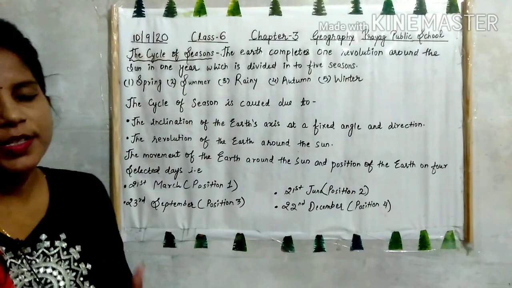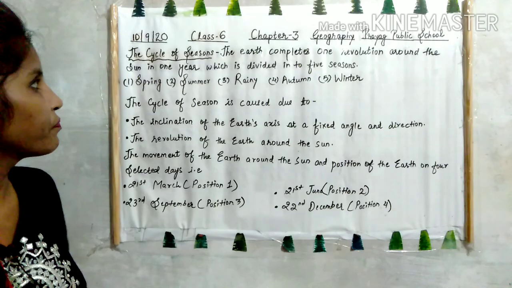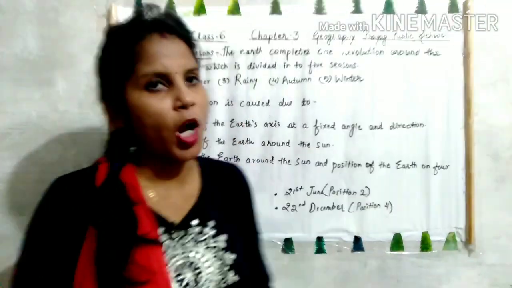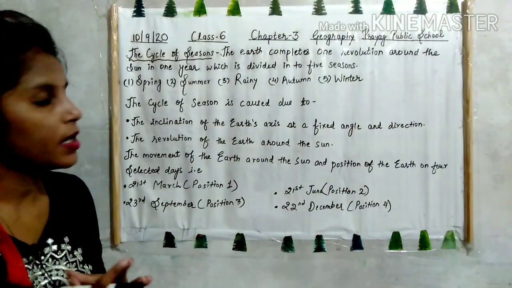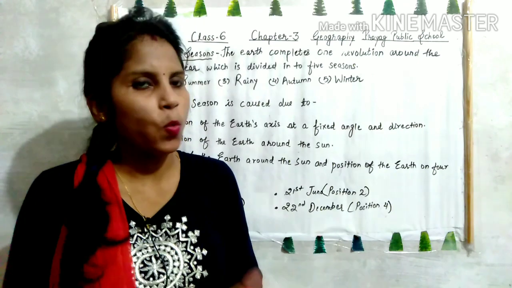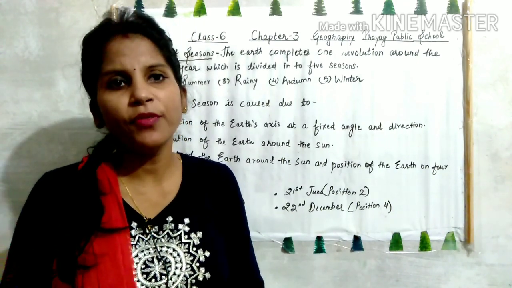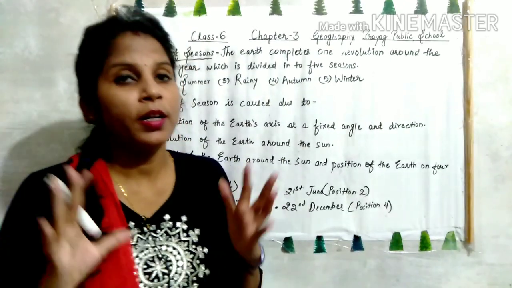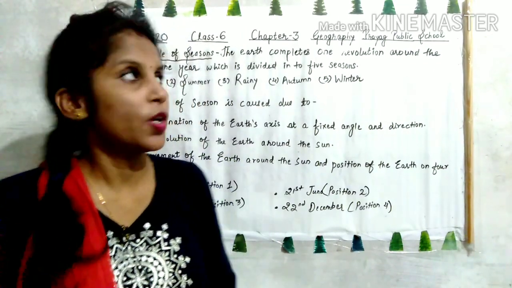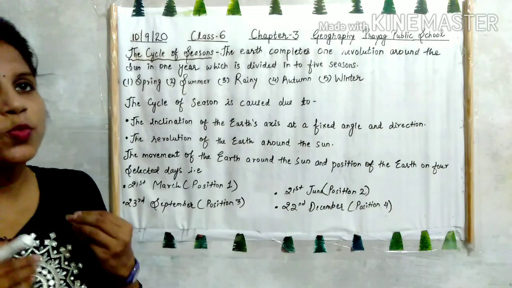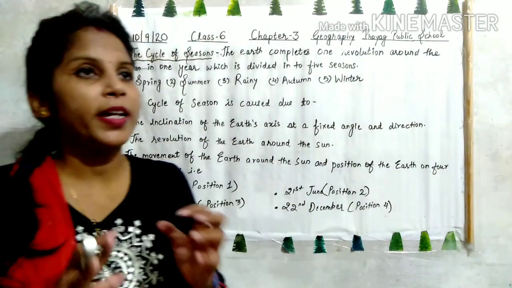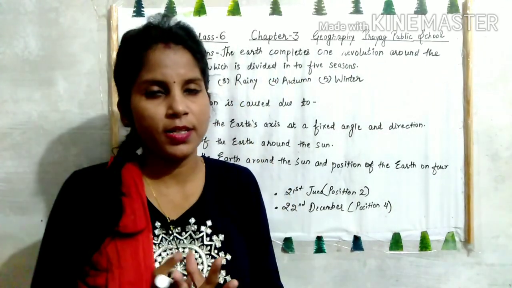Okay, the cycle of seasons. So seasons means मौसम. Okay, the earth completes a revolution around the sun in 1 year, हमें पता है the period of revolution is 1 year, that is 365 days, and the revolution का जो effect है it causes changes in season. So the earth completes one revolution around the sun in 1 year and it is divided into 5 seasons.